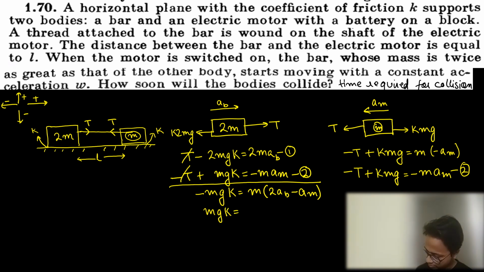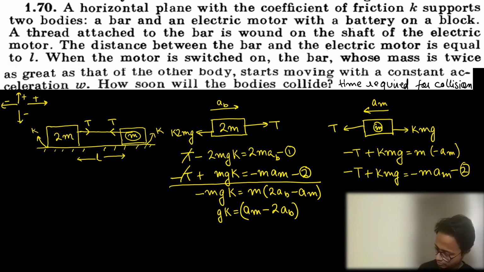mgk is equal to mass into acceleration of motor minus twice of acceleration of block. Okay, I can cancel out the m. So gk is equal to acceleration of motor minus twice of acceleration of block. So I'm writing this neatly: acceleration of motor minus twice of acceleration of block.